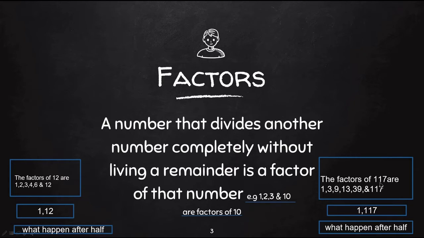The factors of 117 are 1, 3, 9, 13, 39 and 117. These are the factors of these numbers. What do you notice? 1 and 12 are the factors of 12. Here 1 and 117 are the factors of 117. Here 1 and 10 are the factors of 10.